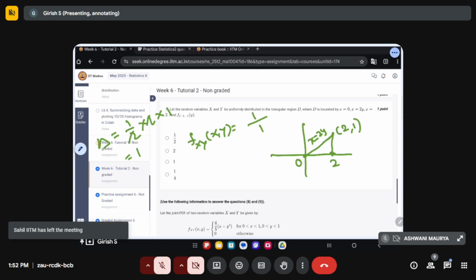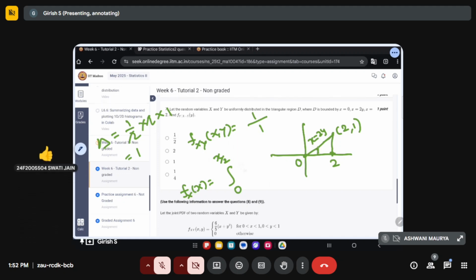Now we want to find the marginal probability of x. So fx of x is nothing but the integral where y varies from 0 to x by 2. Is this part clear? Like, y varies from this to this?